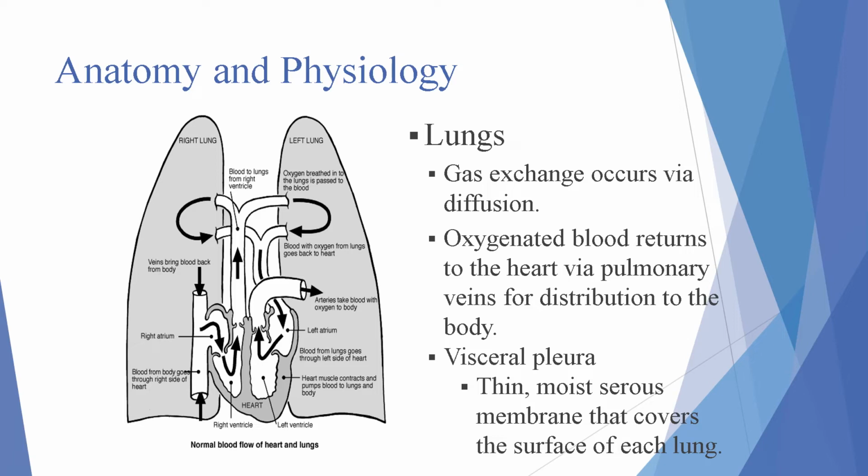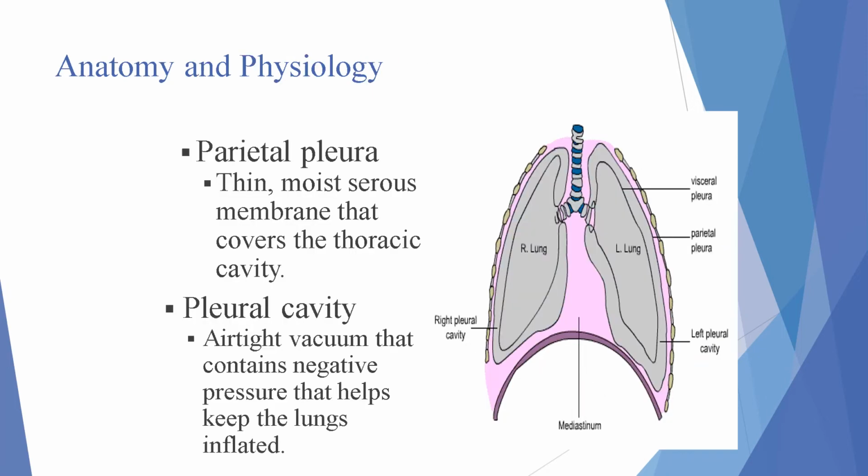Oxygenated blood returns to the heart via the pulmonary vein for distribution to the body. The visceral pleura is a thin, moist, serous membrane that covers the surface of each lung. This is why, if it's rubbing, the visceral pleura keeps the rub down, so you don't hear it and don't have that pain. But if there's an issue with the pleura, you don't have that serous fluid in there, and that can cause issues.